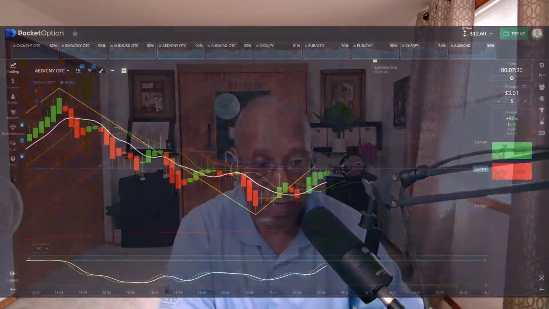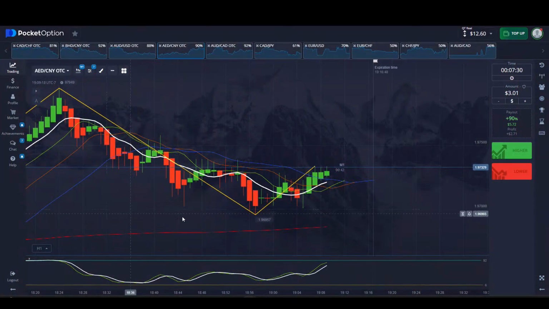I look at it, and the key discipline, let me put this up one more time, the key discipline is to make sure that the stochastic is at the very bottom or the very top. If you're getting in when the stochastic is here in the middle, it's very indecisive, and you can get faked out very, very easily when that happens. So let's be clear on that.